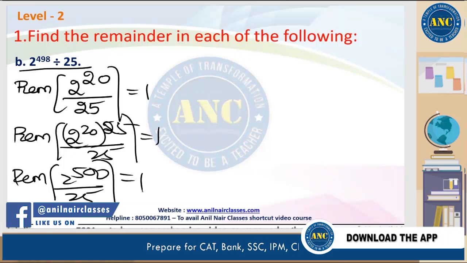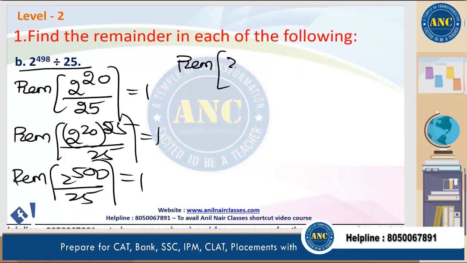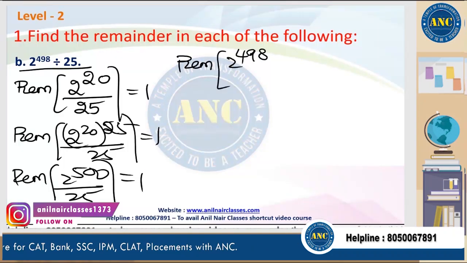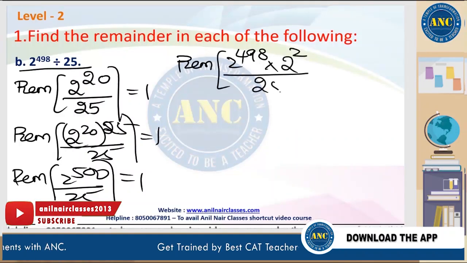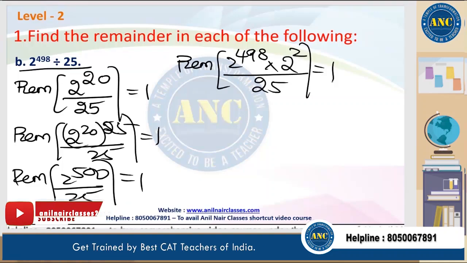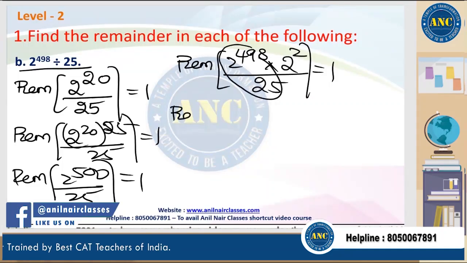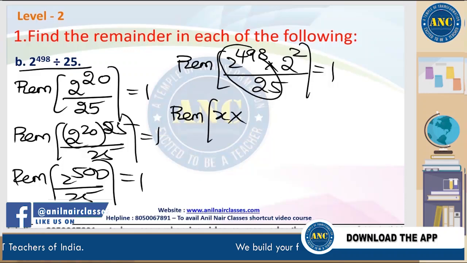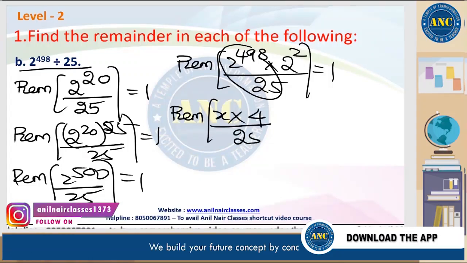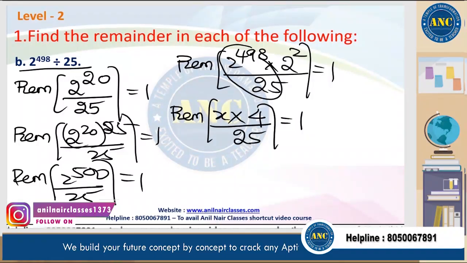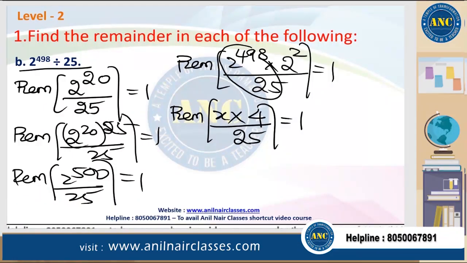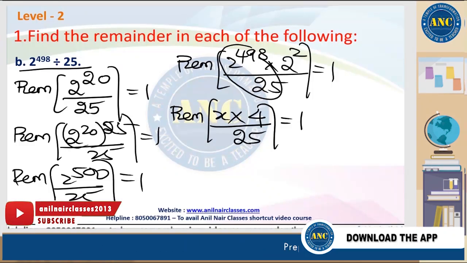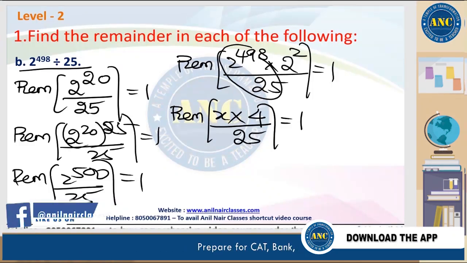If 2 power 500 is there, can I write it as 2 power 498 into 2 square, divided by 25, it is 1. Is it clear? This is what we require. Let me call 2 power 498 as x. 4x by 25 gives 1. When I further divide, the remainder does not change. I hope it is clear. I'm doing backtracking. Students who are from computer science engineering, this is the backtracking method. I found out 2 power 500. From 2 power 500, I am coming to 2 power 498.